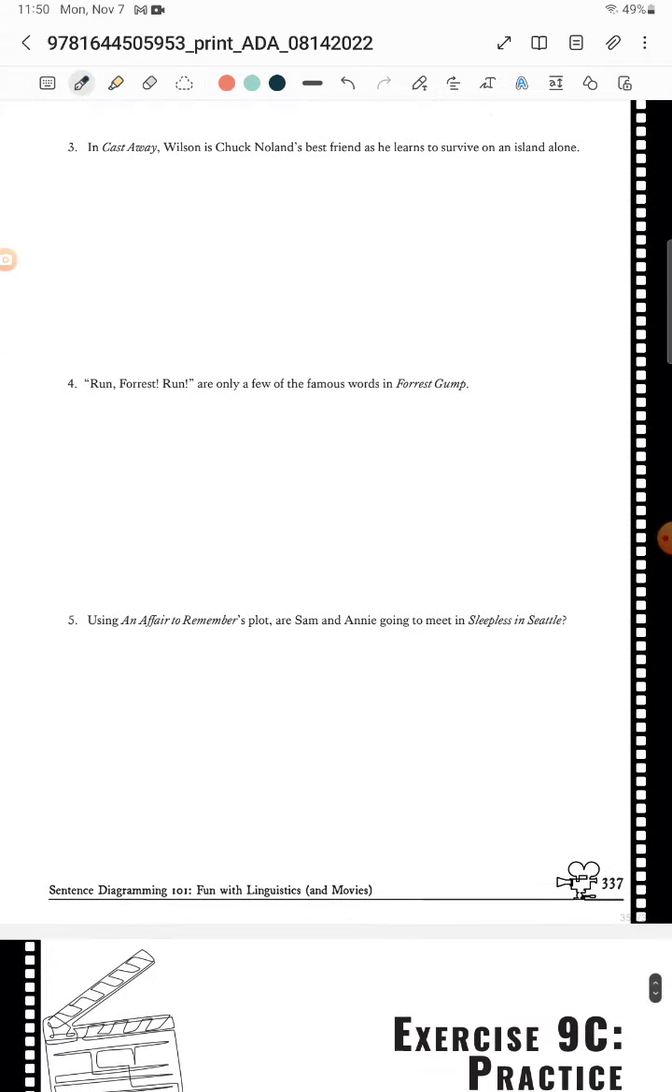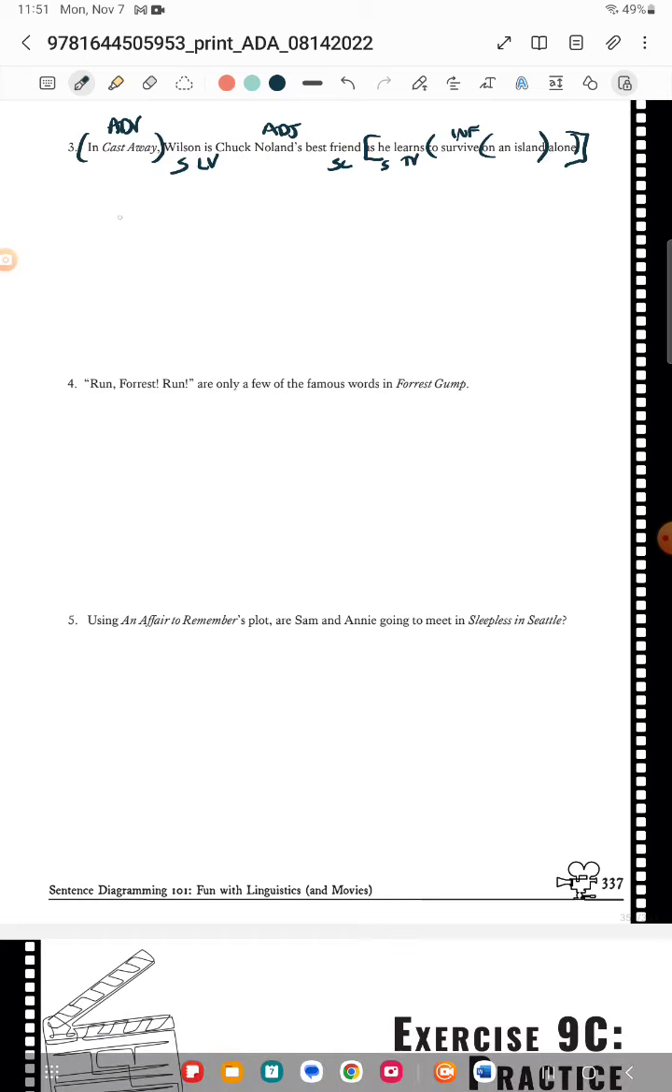Moving on, we've got in Castaway, prepositional phrase, acting as an adverb, telling me where. We have Wilson is what? Oh, is friend. The rest of these are all adjectives. And then as, adverb clause, sorry. He learns, what does he learn? He learns this whole thing, right? To survive. So we got an infinitive phrase, we got some prepositions, we got an adverb. There's a lot of action here. Okay.